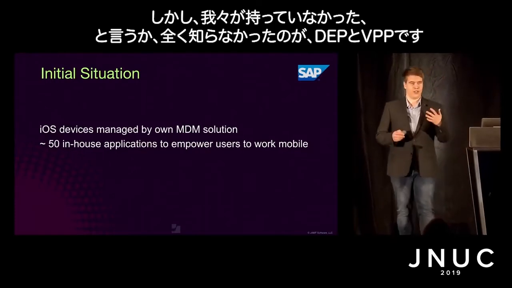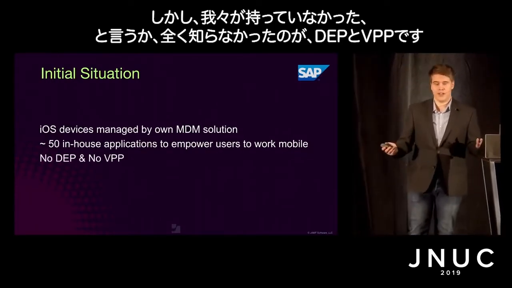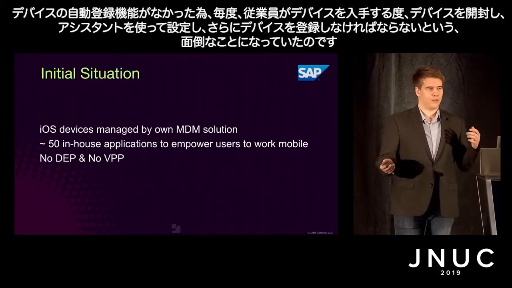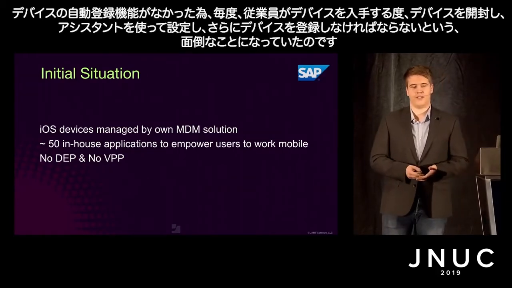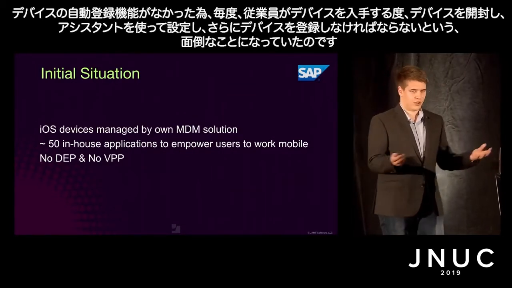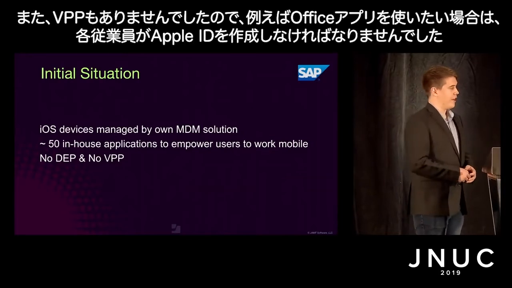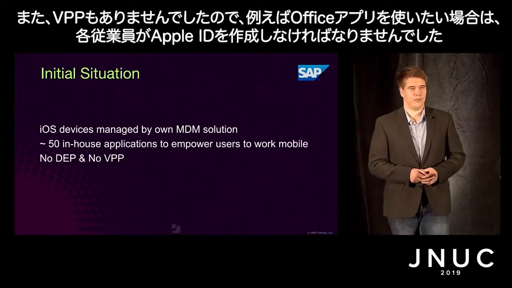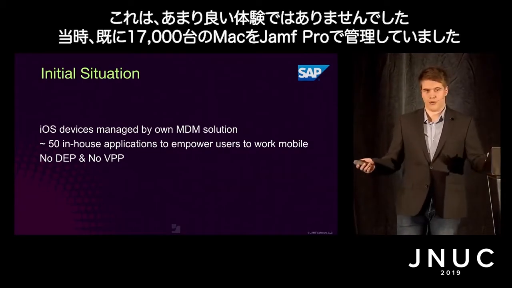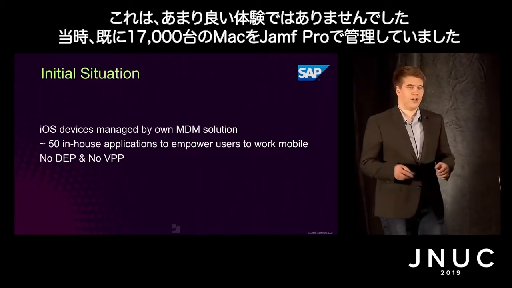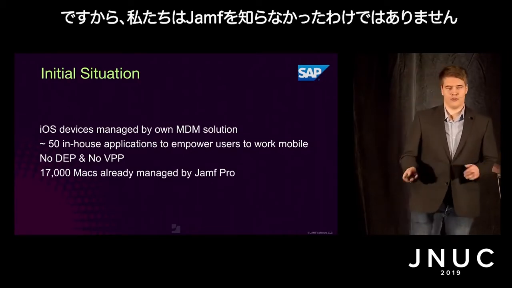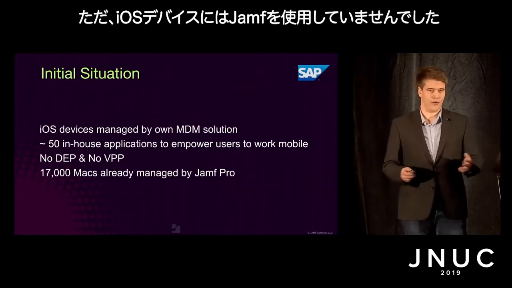But what we didn't have, or we didn't have any clue about, was DEP and VPP. The automated device enrollment was non-existent, which meant that every time an employee got the device, they had to unwrap it, set it up normally through the assistant, and then they had to enroll the device, which is kind of a pain. And we didn't have VPP, which meant that every single employee had to create an Apple ID if they wanted, for example, one of the Office apps. So not a great experience there. Something we did already have at that time was 17,000 Macs managed by Jamf Pro. So we were not new to Jamf. We just didn't have it for our iOS devices.